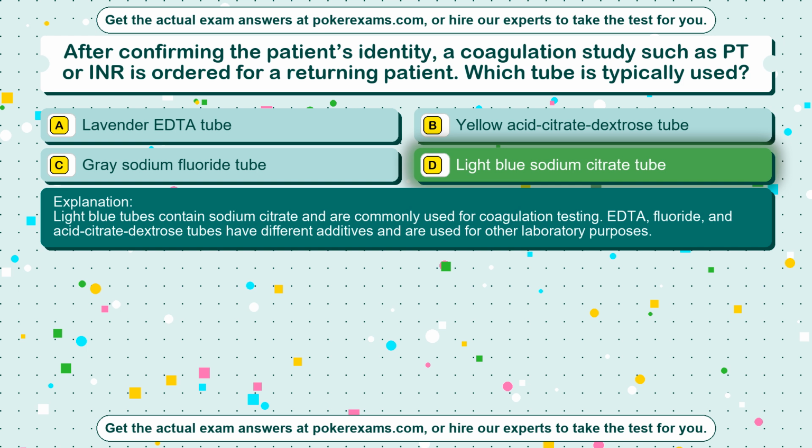Light blue tubes contain sodium citrate and are commonly used for coagulation testing. EDTA, fluoride, and acid citrate dextrose tubes have different additives and are used for other laboratory purposes.